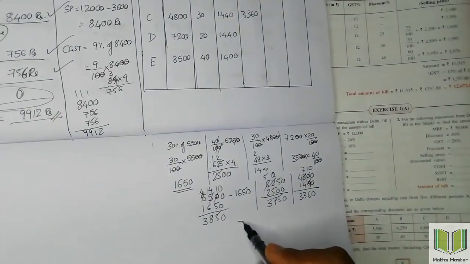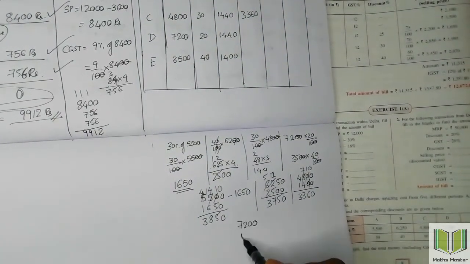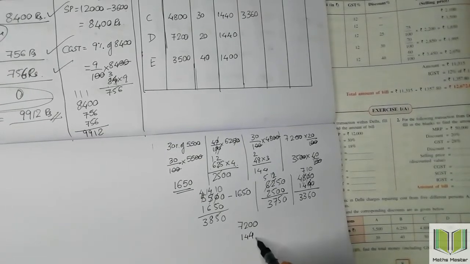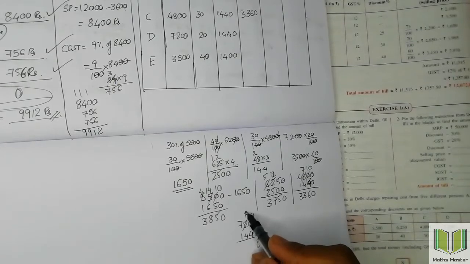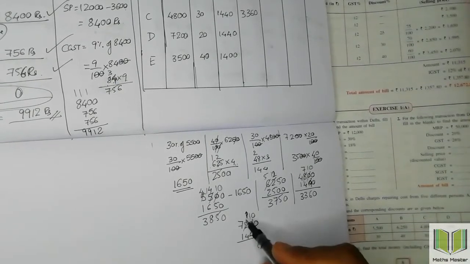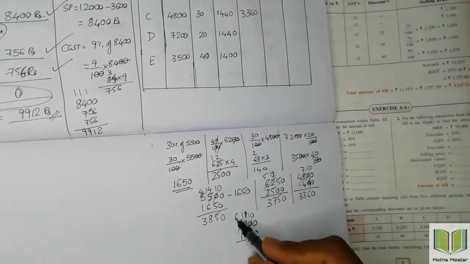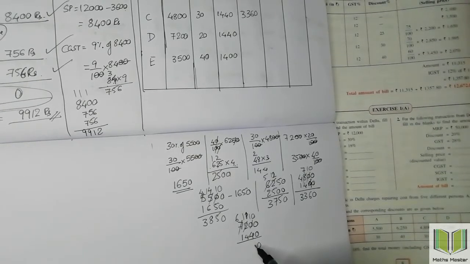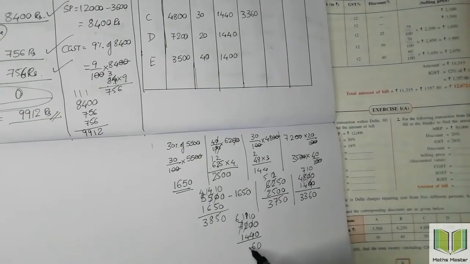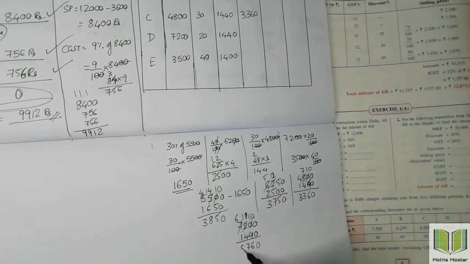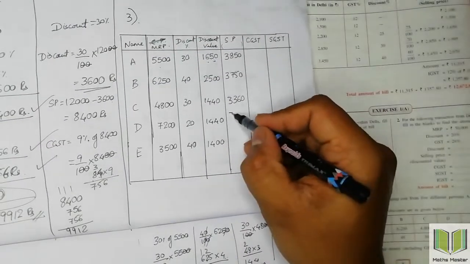Similarly, 7200 minus 1440. 0 becomes 10, 1 becomes 11, 7 becomes 6. So 10 minus 4 is 6. 11 minus 4 will be equal to 7. 6 minus 1 is 5. 5760.